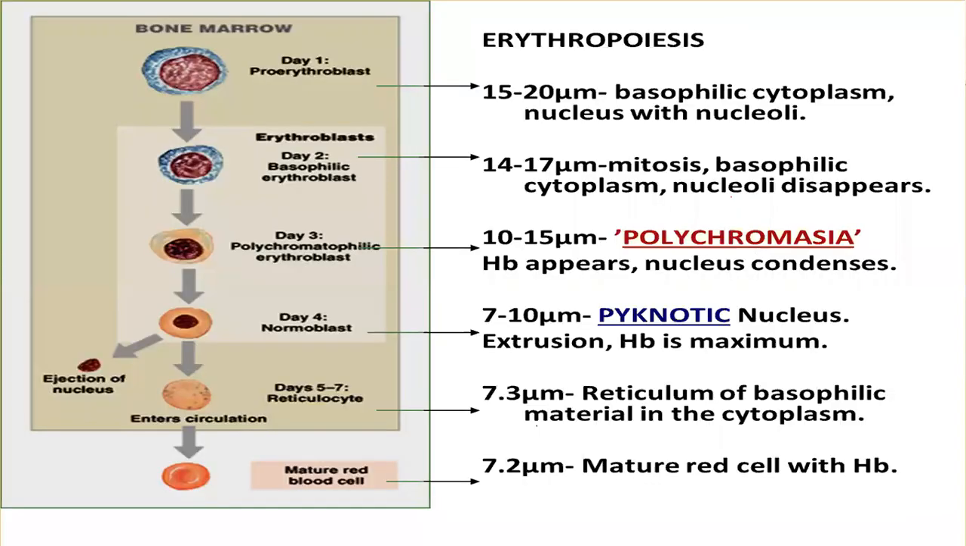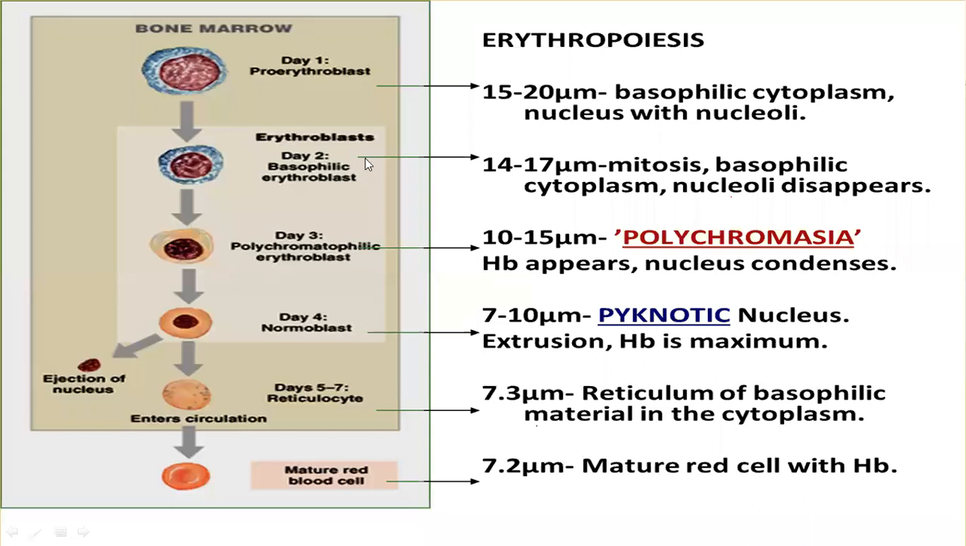This diagram is also looking at erythropoiesis, and here I've attached the size of the cells. As they are developing, you can see there's a decrease in the size of cells from the pro-erythroblast all the way to the mature red blood cell. It will actually take approximately 5 to 7 days. So you can see this transformation of the cells, the change in shape of the cells.